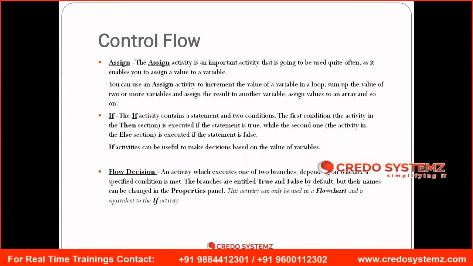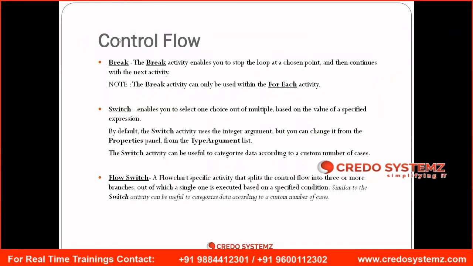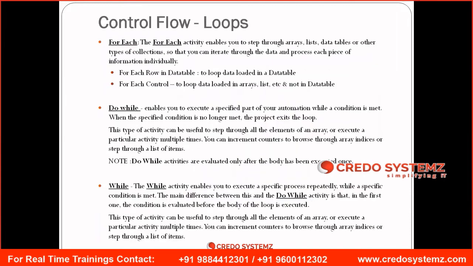So we saw an assign. Assign is used whenever you are going to assign something to a variable. The if is used whenever you have condition checking. Then we have something called a flow decision, which is the same as your if statement. Then we have the looping logic: a for each row in data table to loop through all the data in the data table, and a for each in control to loop through all the data other than the data table, such as arrays and lists, and not in data tables. Explicitly, you have two different activities. Then you have a while and a do while.